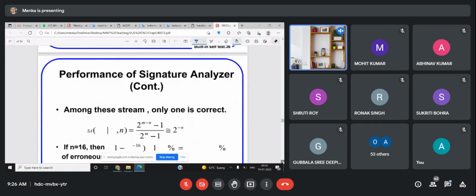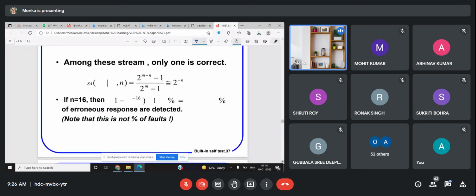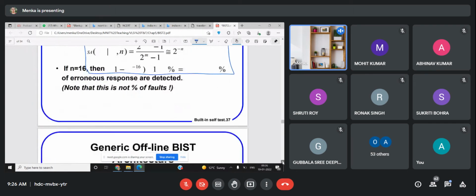Performance of the signature analyzer. This is the mathematical expression and some of the terms are missing. So it is better to go with the book and figure out what the formula is. It is not given properly here, so please check the formula once in the book, in chapter number 10, you will find it.